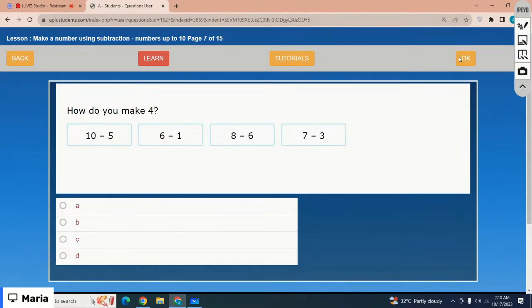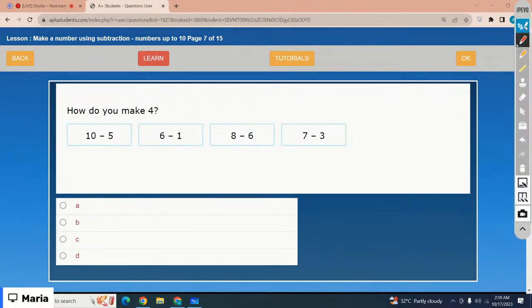How do you make 4? 10 take away 5, 6 take away 1, 8 take away 6, and 7 take away 3. Which is the correct option? A. 10 take away 5 makes 4.